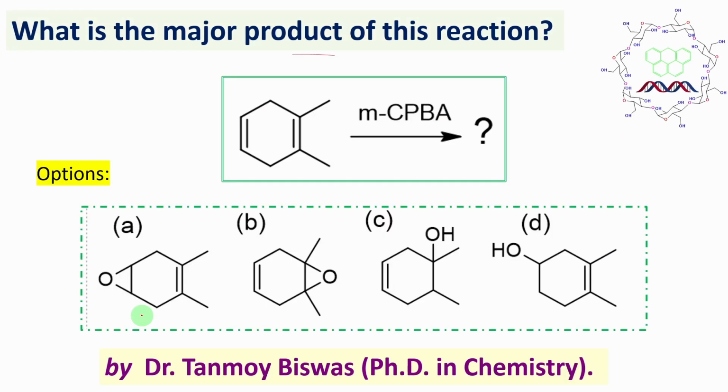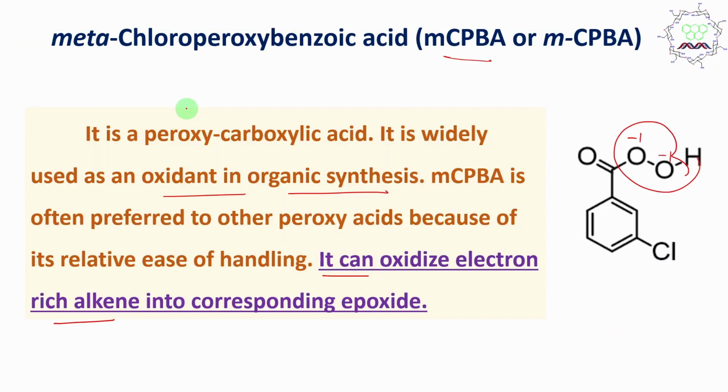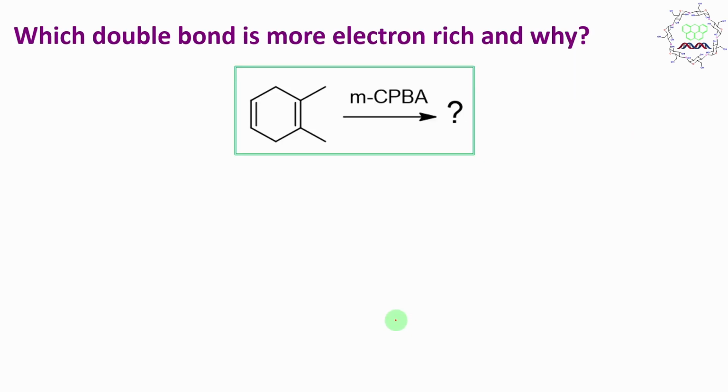This is very interesting. If you look at the question, there are two types of double bond present. Now, between them, it will oxidize the electron-rich alkene to the corresponding epoxide. Now, let's understand which double bond is more electron-rich and why. If you look at this side CH3, this side CH3, and at this double bond 1, it is tetra-substituted: 1, 2, 3 and 4. So this tetra-substituted alkene is more reactive.